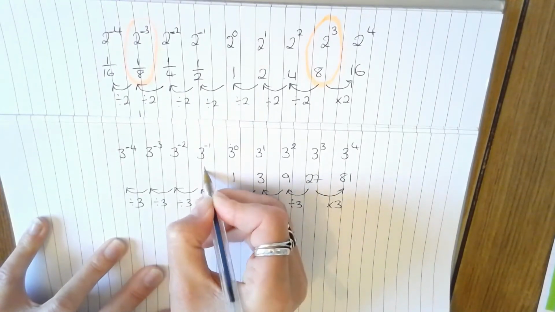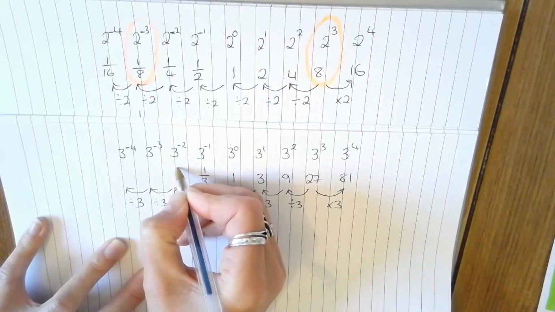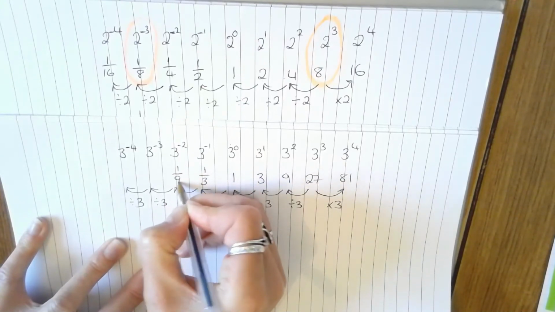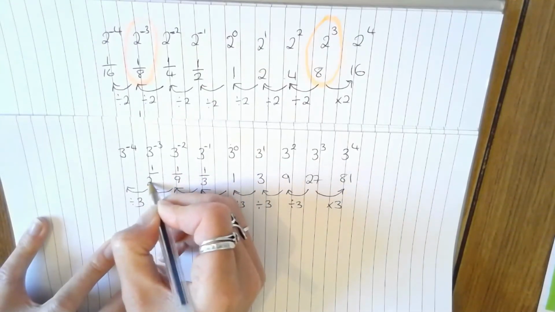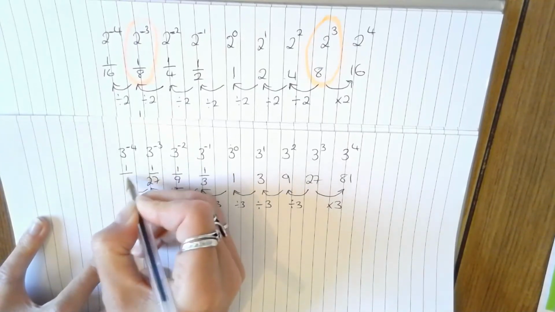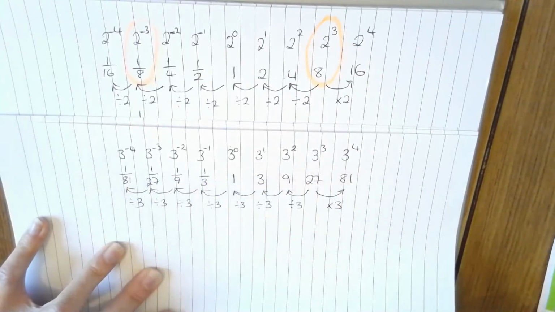1 divided by 3 is 1/3. 1/3 divided by 3 is 1/9. 1/9 divided by 3 is 1/27. And 1/27 divided by 3 is 1/81.